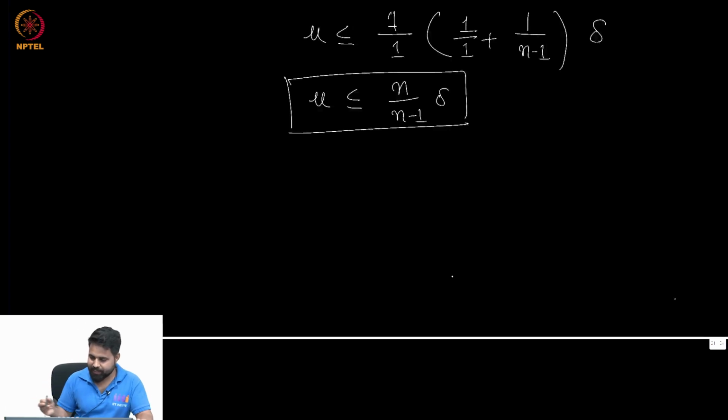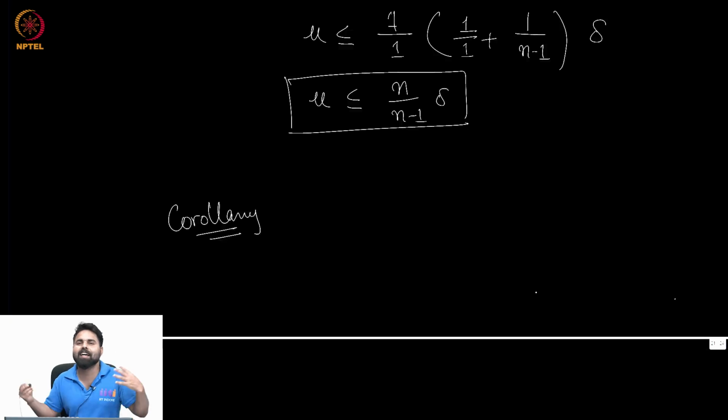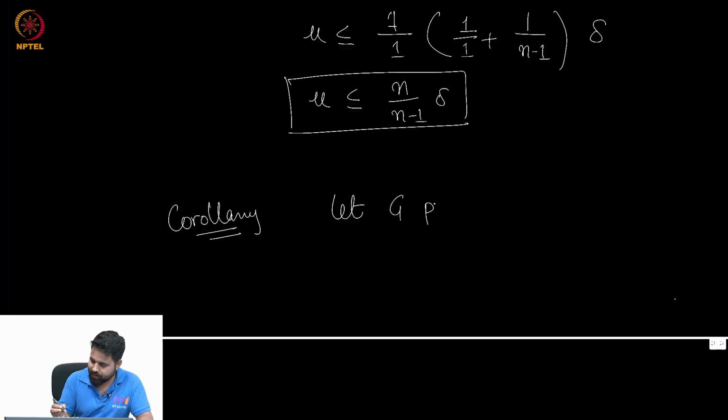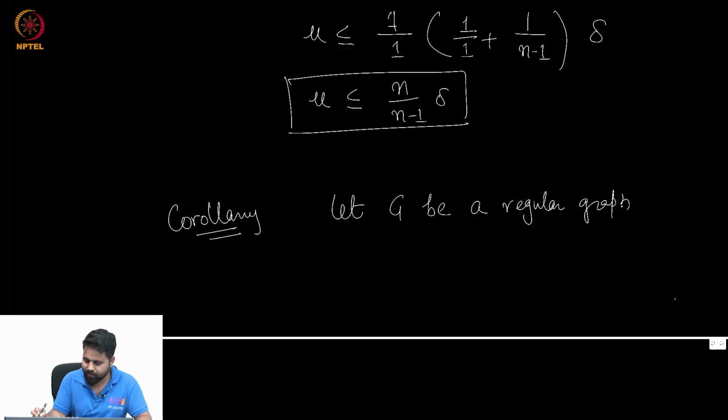Let me now write another theorem, or maybe corollary. Corollary: let G be a regular graph. In fact, let G be a K regular graph.